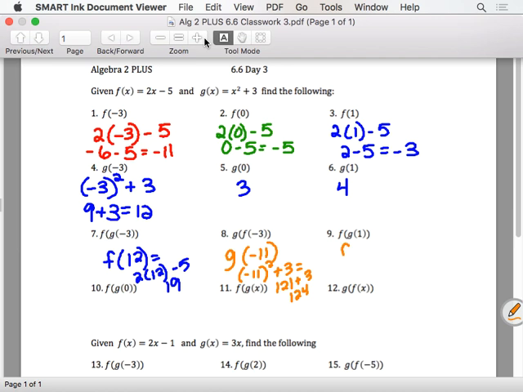Number 9, f of g of 1. G of 1, either do it again, g of 1 is 1 plus 3, which is 4. Then I go to f. F says 2 times 4 minus 5. 8 minus 5 is 3.